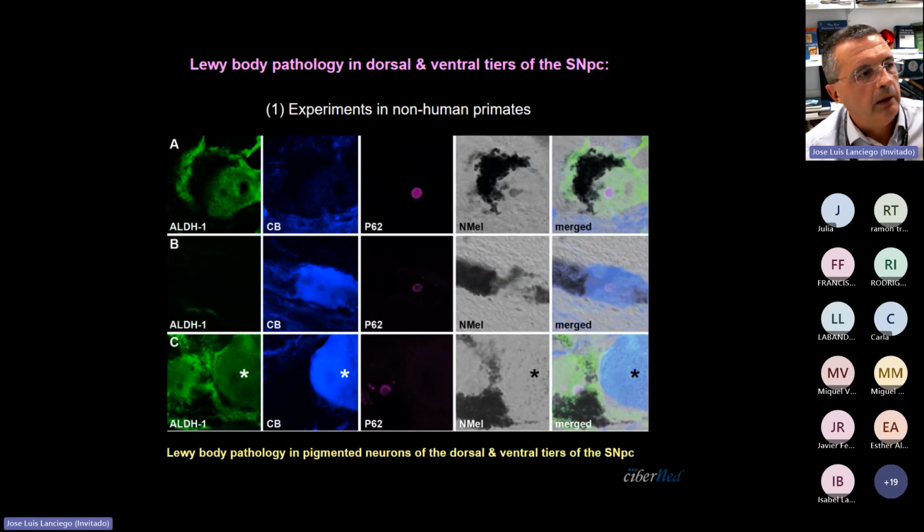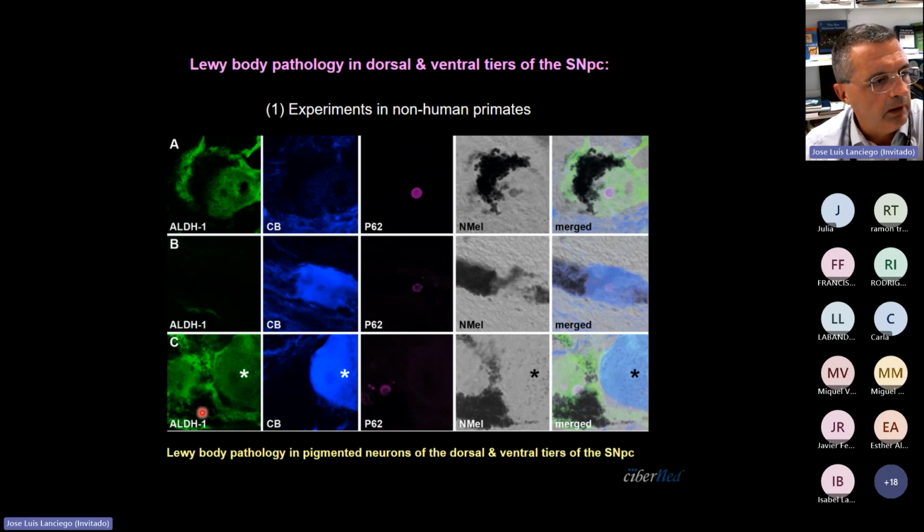So if you go behind the confocal microscopy, just trying to disclose the different types of neuronal populations, a typical example is a neuron in the ventral tier that is positive for this marker, is negative for calbindin, has a Lewy body, and is heavily pigmented. This is what we found more often. Only very few neurons that are calbindin positive and negative for aldehyde dehydrogenase exhibit Lewy bodies. Only very few.